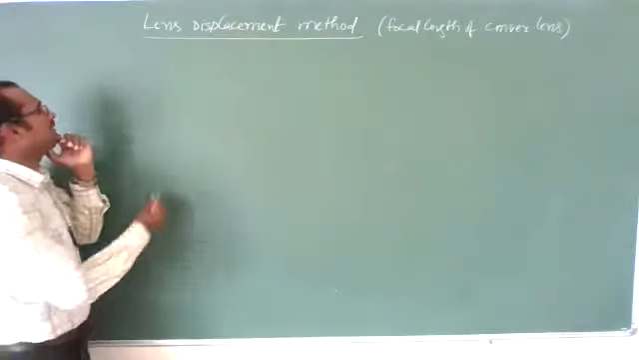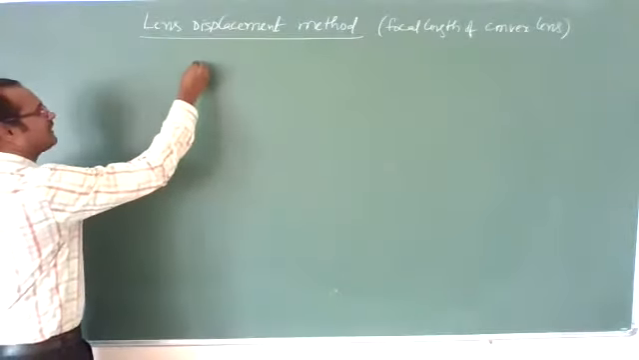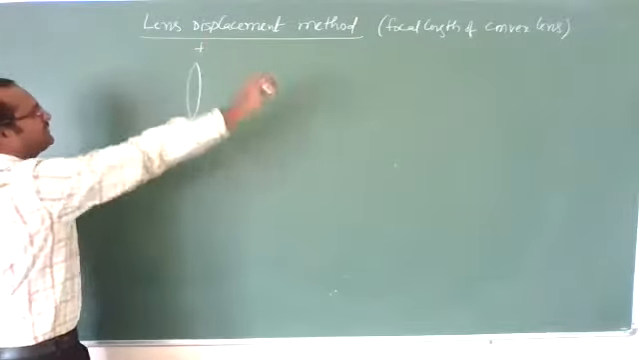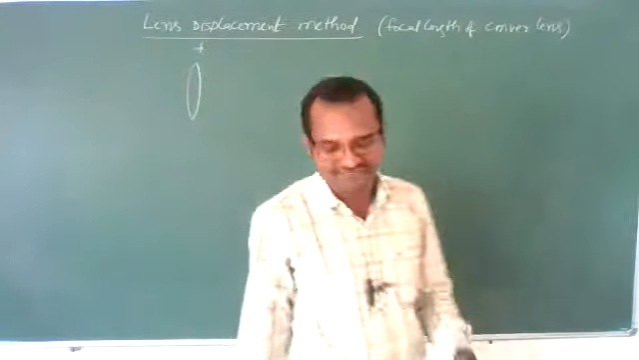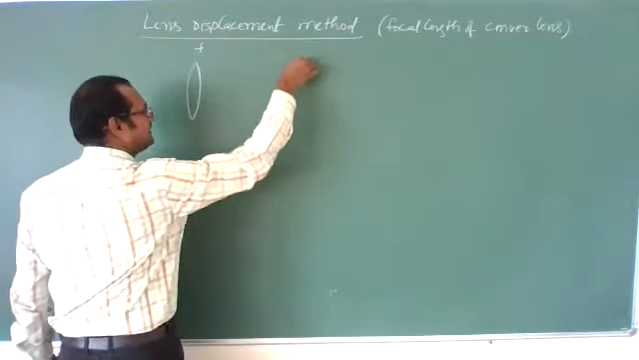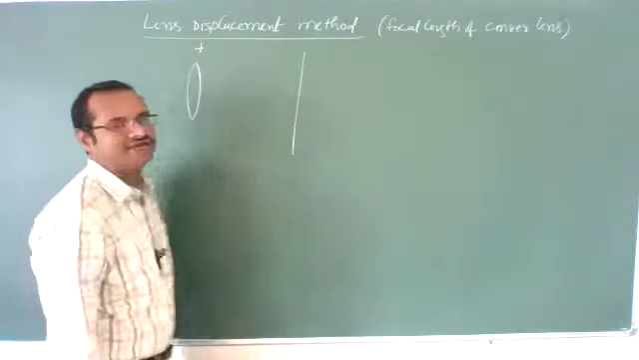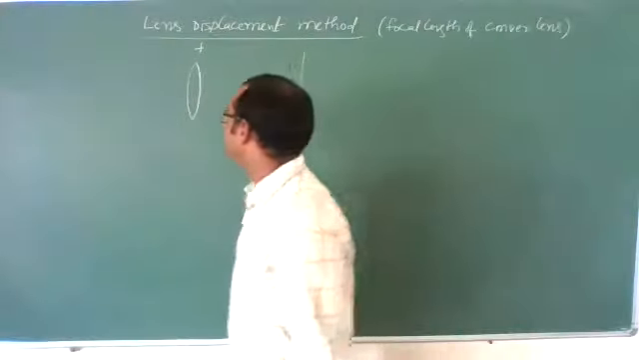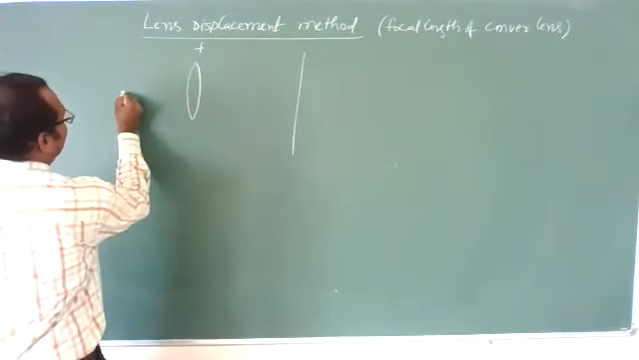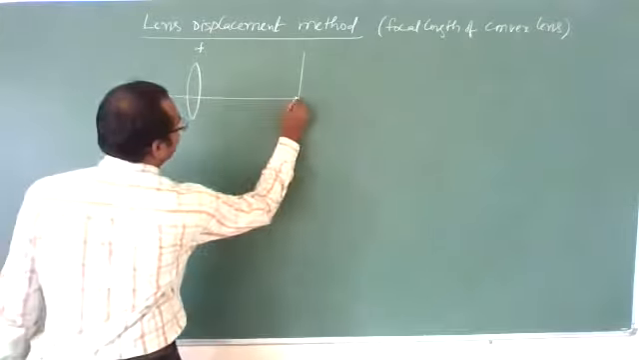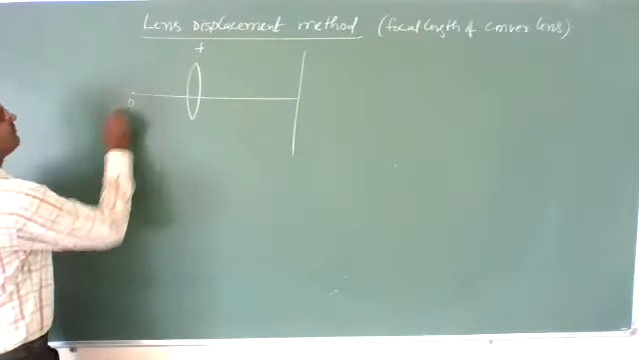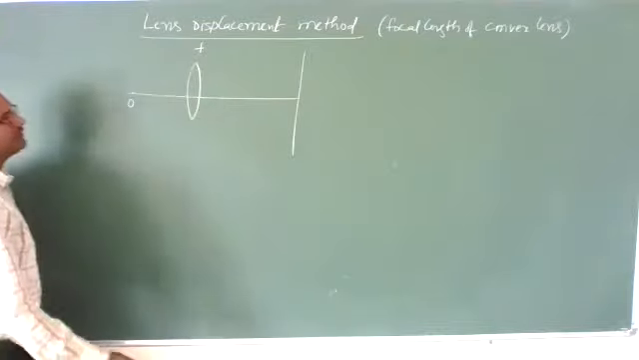Now consider there is one convex lens whose focal length is unknown. Let us imagine the focal length of the convex lens is f. Now let us imagine that there is a screen so that the image can come on the screen. From this lens, let us suppose that we have kept one object here. This is the principal axis of this lens. At this distance, I have kept one object.